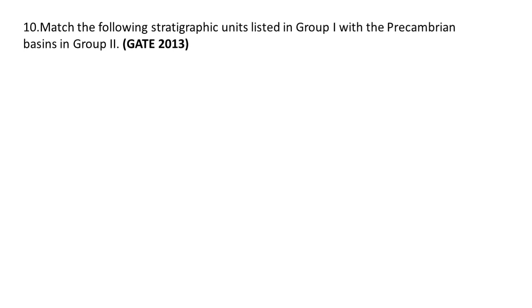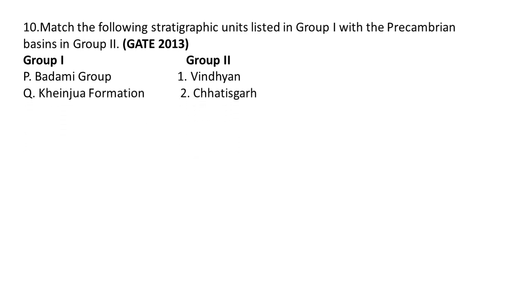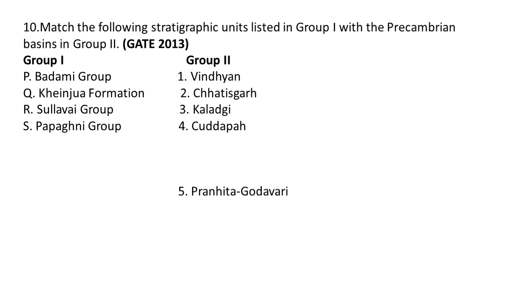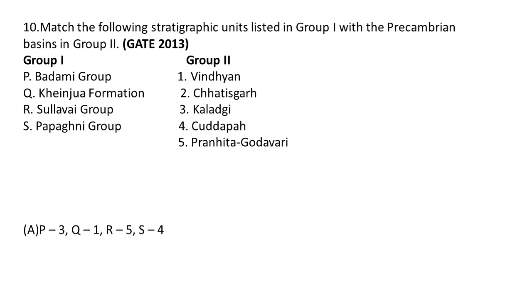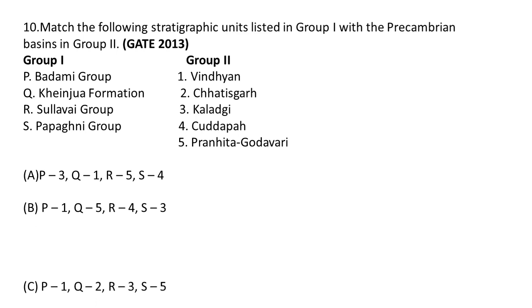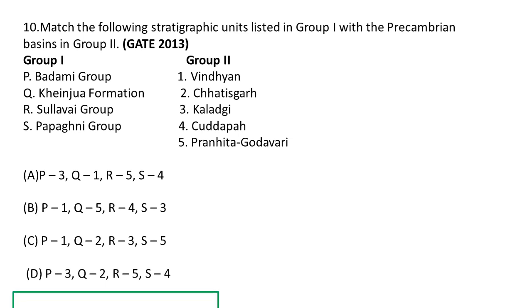Match the following stratigraphic units listed in group 1 with the Precambrian basins in group 2. Stratigraphic units are given in group 1, and in group 2 Precambrian basins are given. Group 1 consists of Badami group, Kheinjua formation, Sullavai group, and Papaghni group. In group 2 Vindhyan, Chhattisgarh, Kaladgi, Kadapa, and Pranhita Godavari are given. The choices are A P3 Q1 R5 S4, B P1 Q5 R4 S3, C P1 Q2 R3 S5, and D P3 Q2 R5 S4.